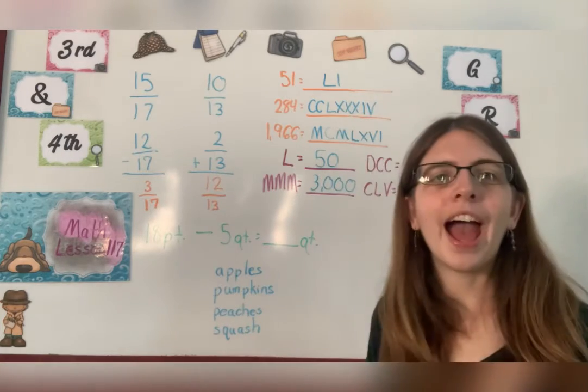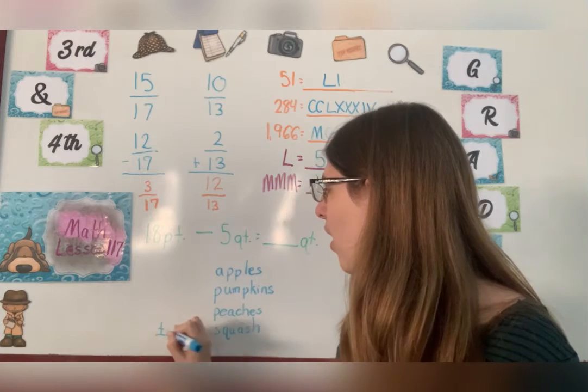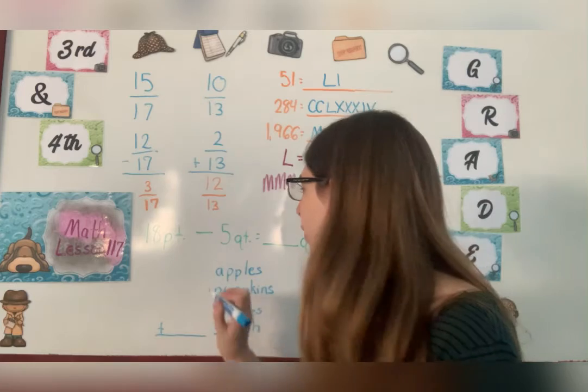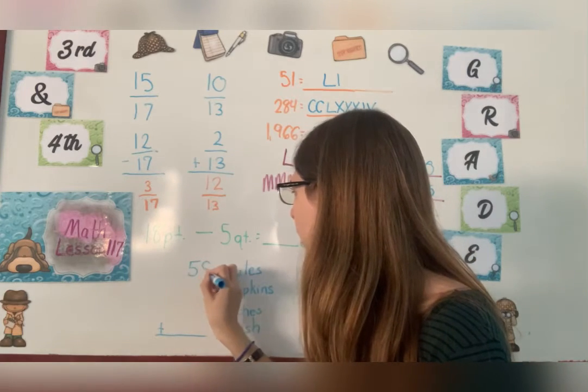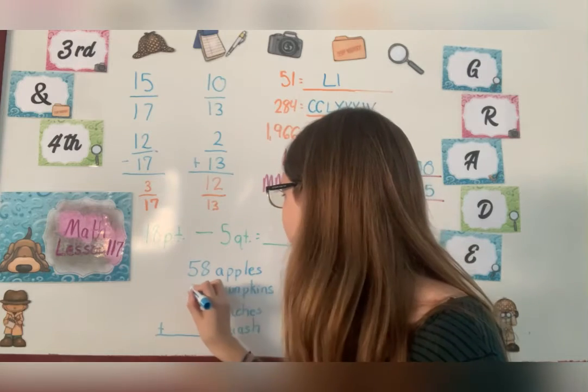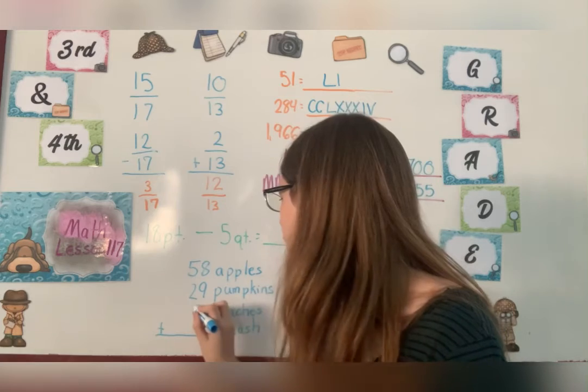So I want to know how many in all. So what's my total? So I need to add all of them up. So apples, I know they sold 58. Pumpkins, they sold 29. Peaches, they sold 32.